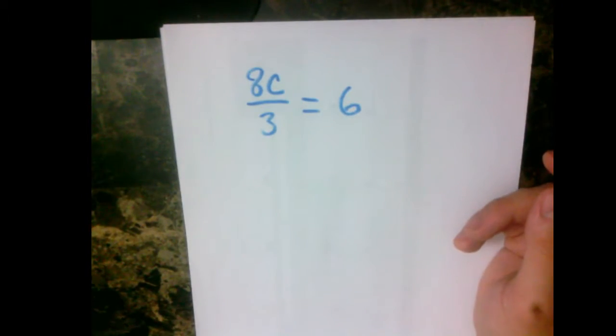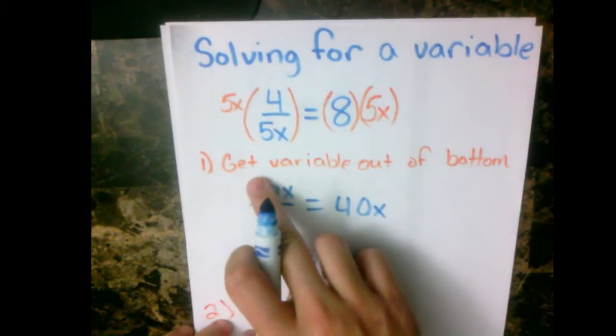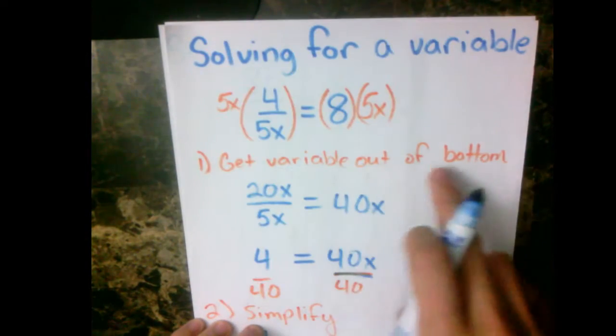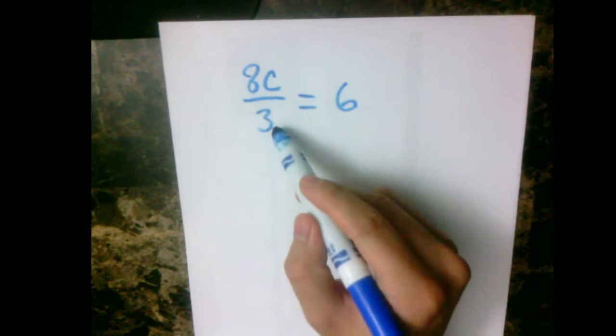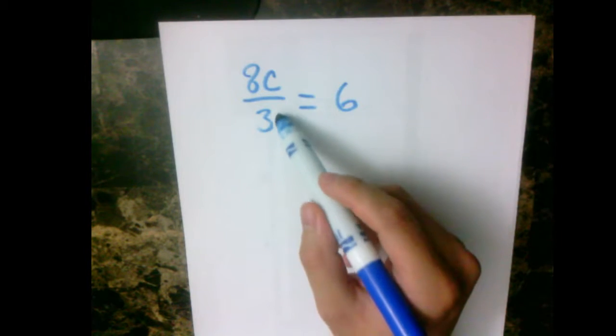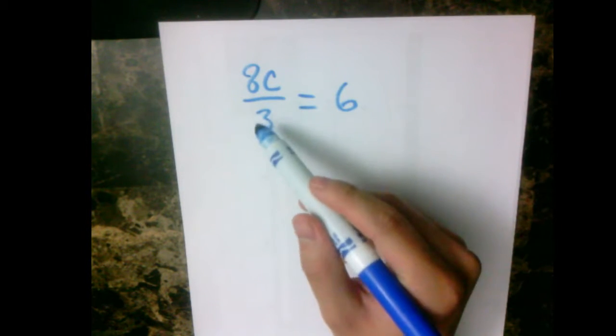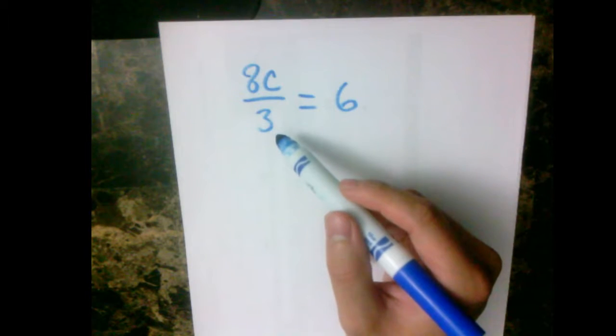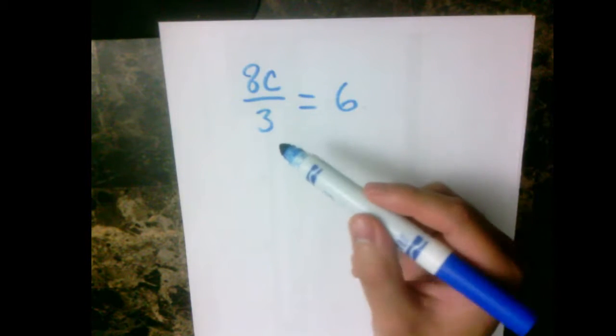So it's pretty much the same process, but here's the question. Remember our first step earlier was get the variable out of the bottom. So in this example, do I have a variable in my denominator or in the bottom? No, I don't. There's not a single letter down here in the bottom of this fraction. So this actually makes our life really easy. In that case, we're just going to do our opposites.